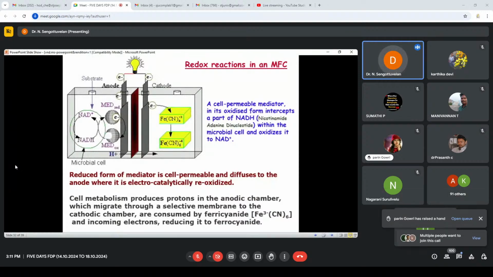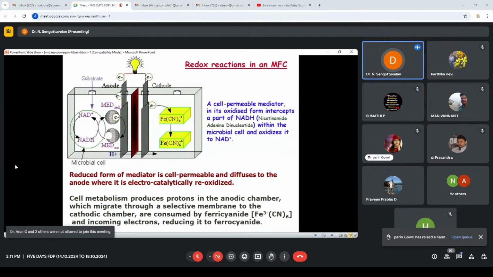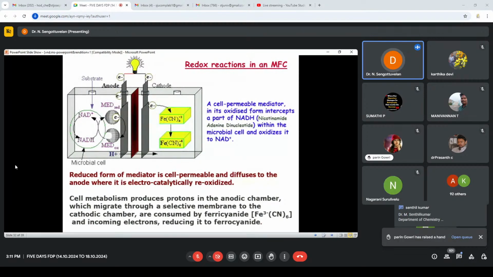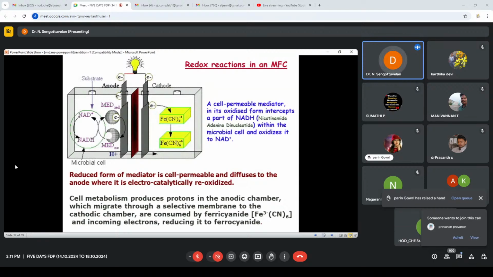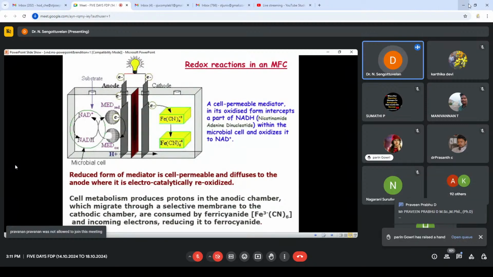Using microorganisms, scientists especially concentrated on the NAD and NADH electron shuttle. That was a microstructure which is present in the microbial fuel cell. It acts as a shuttle, and they trap the electron and take it to the anode. From the anode, the electron is transferred to the cathode, where the ferric cyanide is converted into ferrous cyanide.